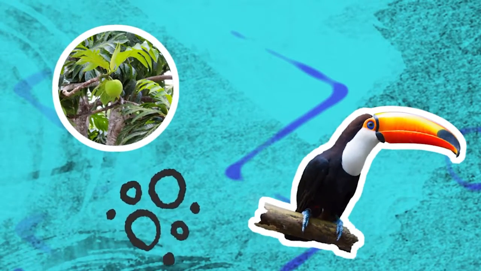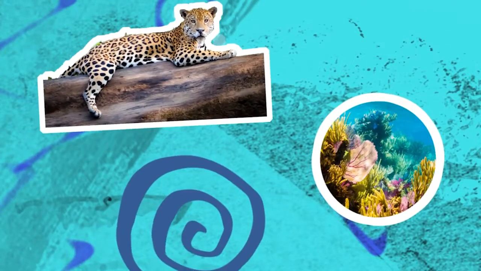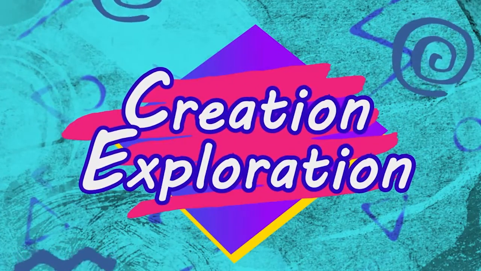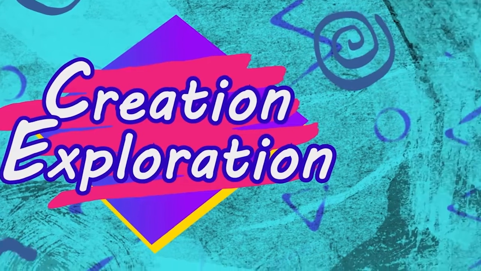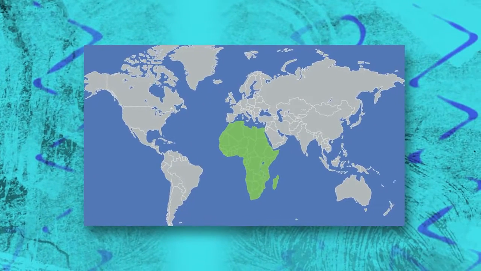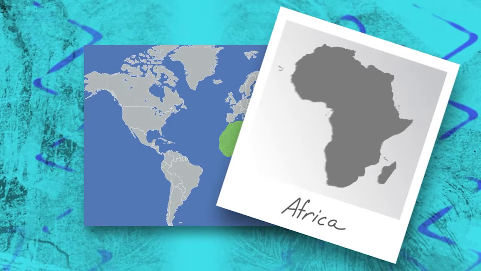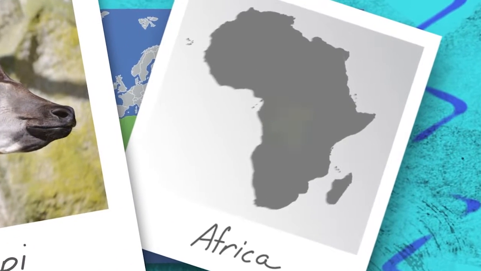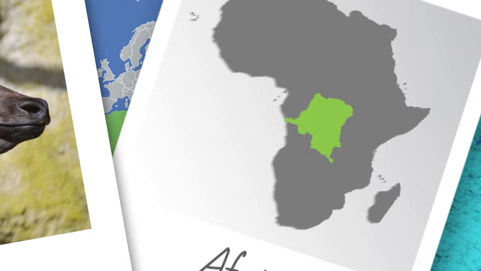Our world is full of extraordinary wildlife, from the beautiful to the bizarre. Let's take a closer look. It's time for a creation exploration. Today, we're traveling to Africa to take a look at one of Earth's unusual creatures, the Okapi. Okapis live in the rainforests of Congo.